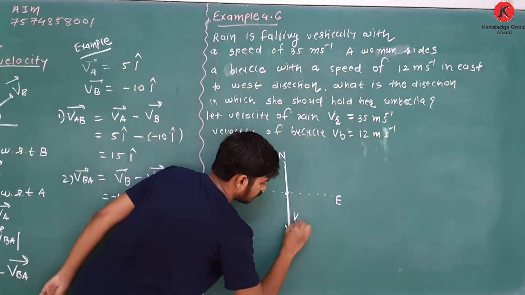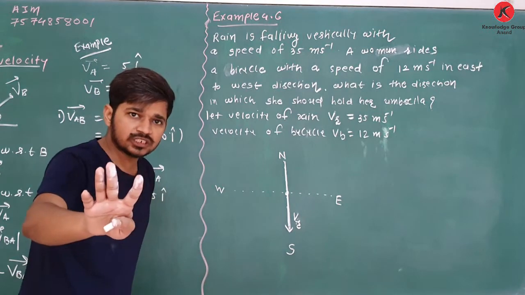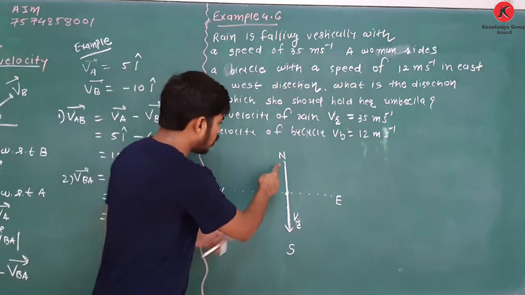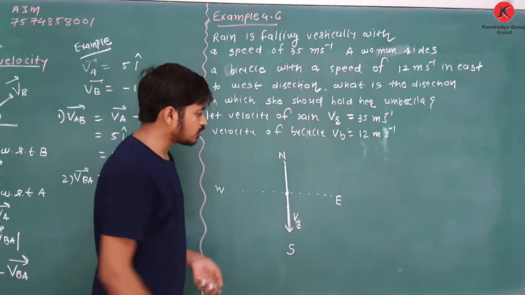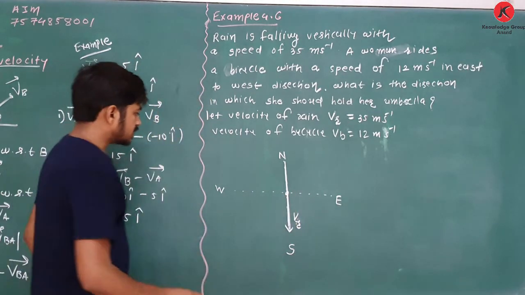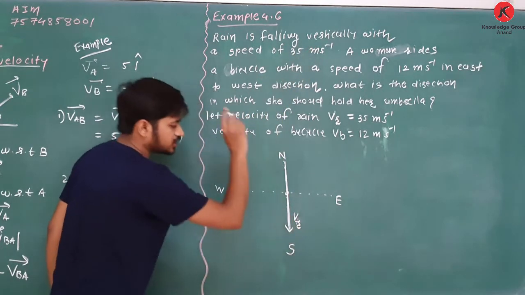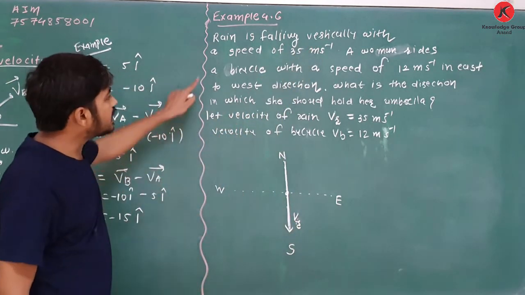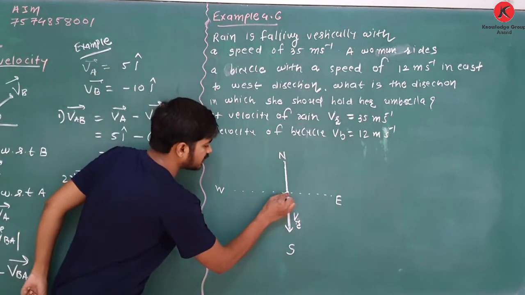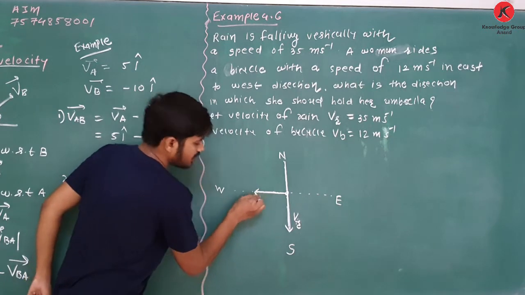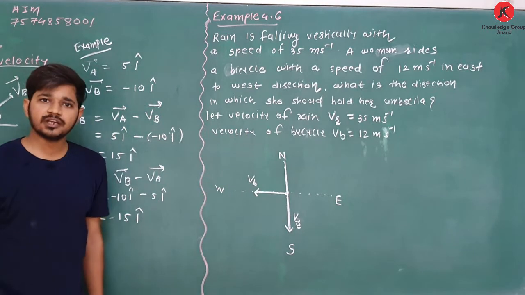It is VR, the velocity of rain. It is not in the south direction. Hello students, actually north is in this direction and south is here. But I have to draw a figure like this. So rain is falling in the vertically downward direction. The woman rides a bicycle with a speed of 12 meters per second from east to west, which means in this direction. It is VB. Clear about this?